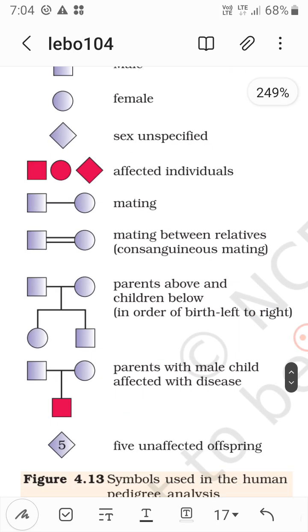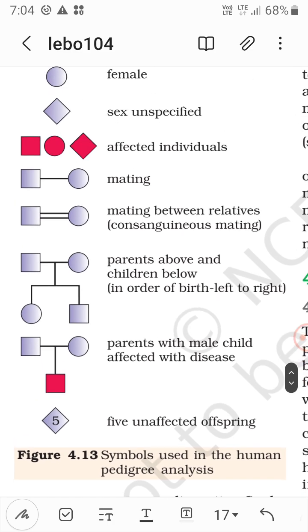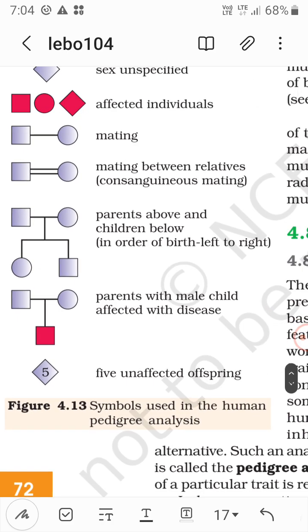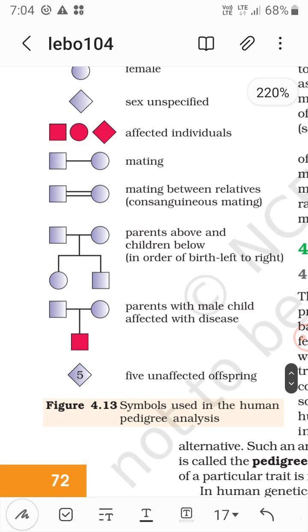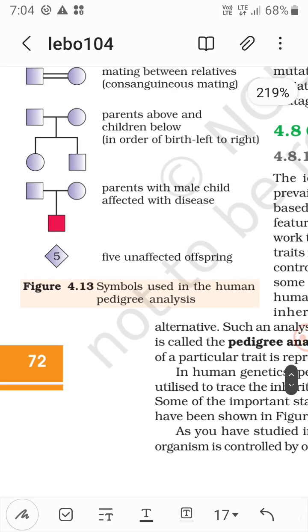Mating, you can see there is a line between them, and if there are two lines, it is mating between relatives, that is consanguineous mating. Then parents are above and children below in order of birth, left to right. So the older is at the left side and the younger is at the right side. The parents with a male child affected with disease, as you can see, and 5 unaffected offspring.